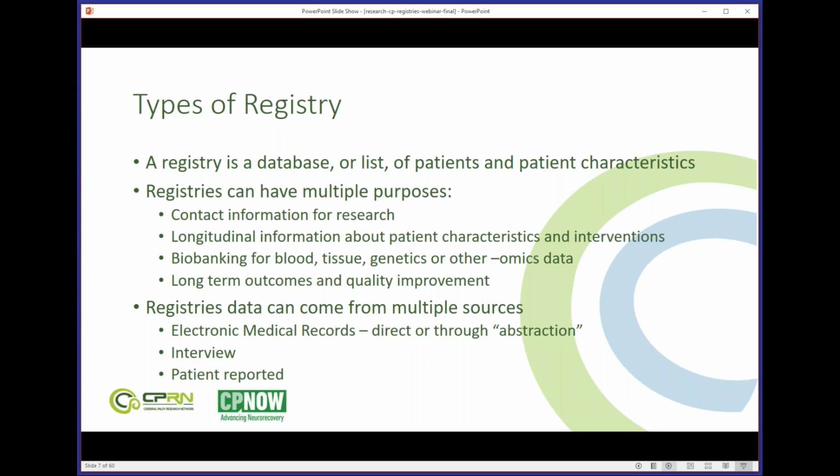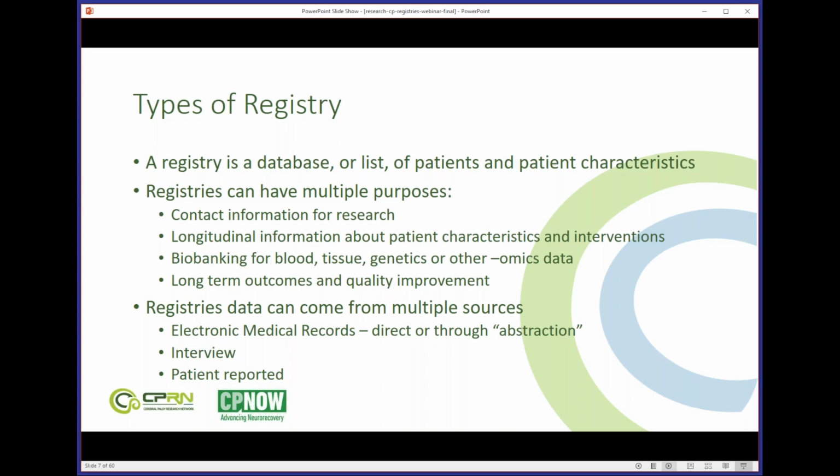They can be used to link to biobanking for blood, tissue, genetics, or omics, these very rich data sets about people like proteomics. I'm not even going to try to say that one. Jay can say it for me. And then long-term outcomes and for quality improvement. Dr. Riva-Cambrin will talk about that quite a bit.